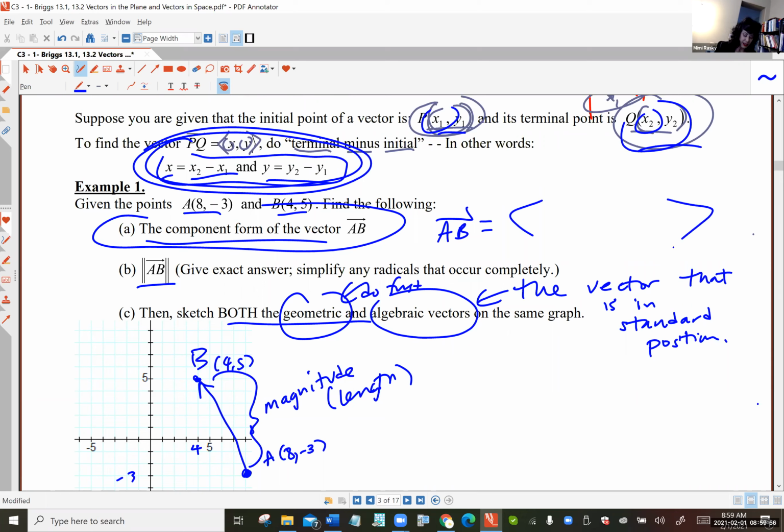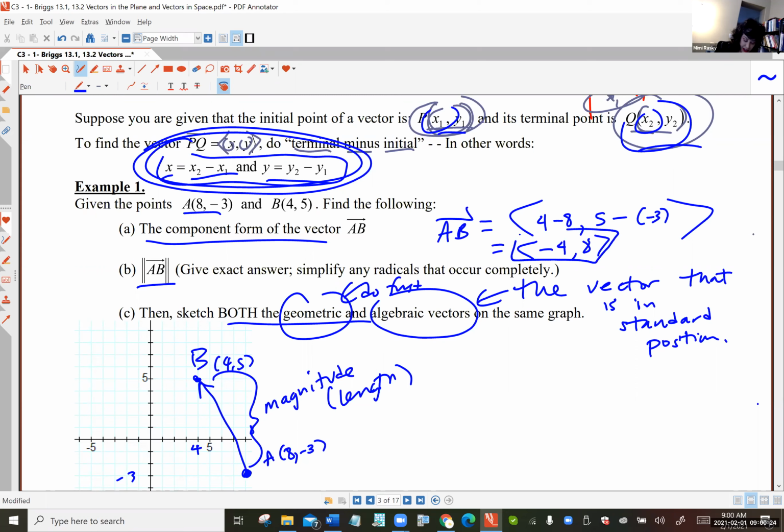Okay, so you're going to take the difference of the x coordinates, and order matters. So you're going to do terminal minus initial, so 4 minus 8, because B is the terminal point and A is the initial point. So take the difference, and then take the difference of the y coordinates, 5 minus a -3. And you guys know subtracting a negative is the same as a positive. So the component form for this vector AB, so this right here is the answer to part A, right here. I want the brackets and then a number, comma, a number. Okay, <-4, 8>. Any questions so far? Everybody okay with this?